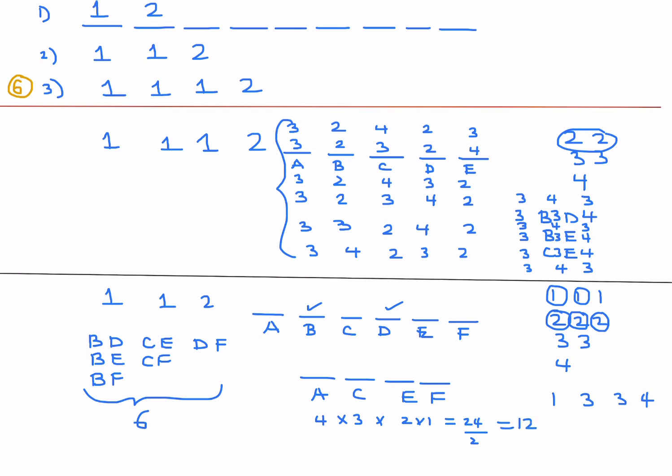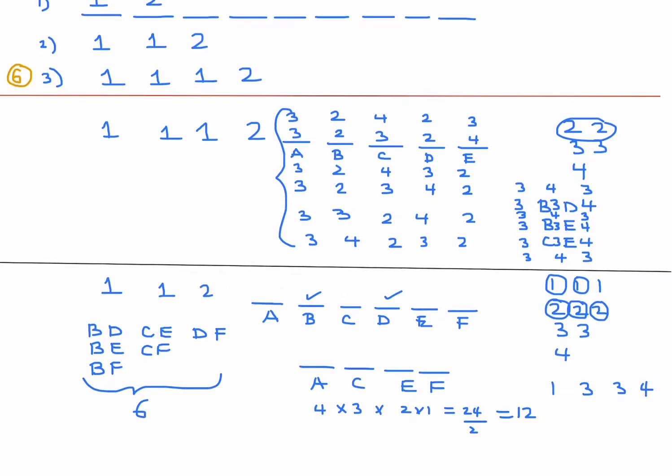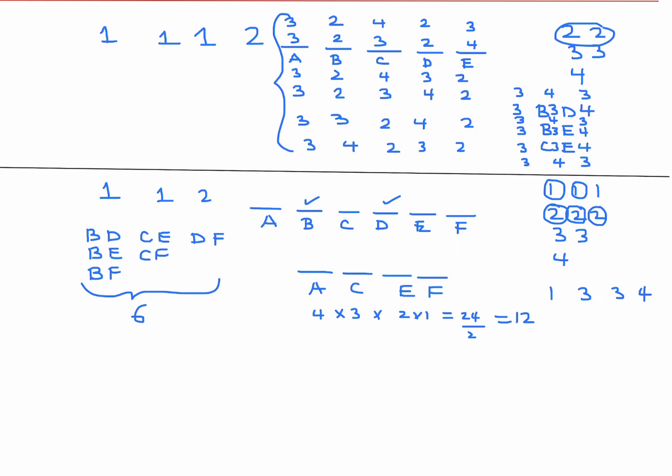So there's 12. But here's the thing. Some of these 12 will be invalid. They would be invalid, for example, because you cannot put the 4 first. So something like 4, 3, 1, 3, or 4, 3, 3, 1, or 4, 1, 3, 3. Those are invalid.